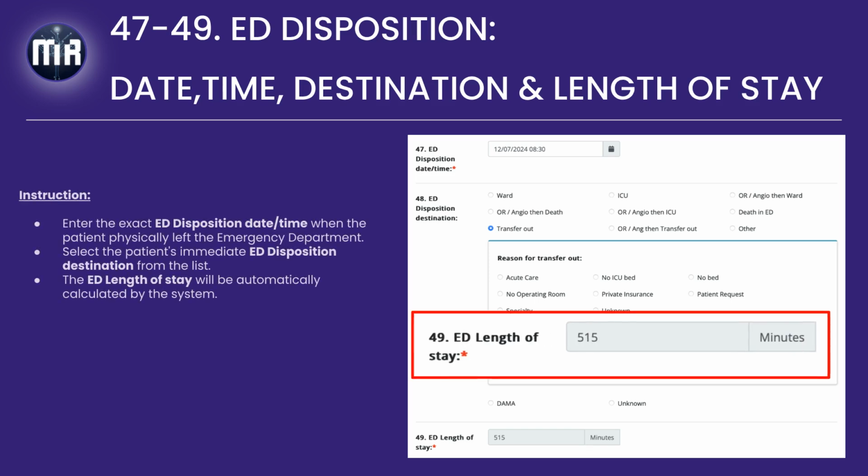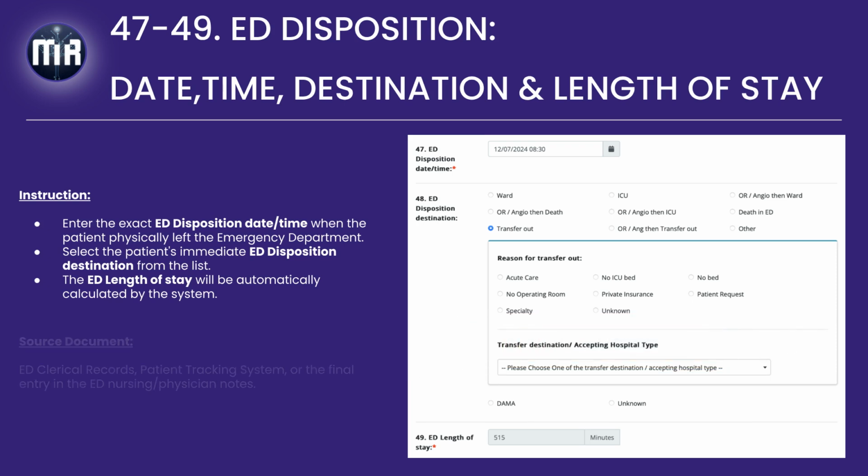Finally, field 49, the ED length of stay, is a value that you do not need to enter. It will be automatically calculated by the system based on the arrival time you entered earlier and the disposition time you just entered. The source for this information will be the ED's clerical records, the patient tracking system, or the final time-stamped entry in the clinical notes.